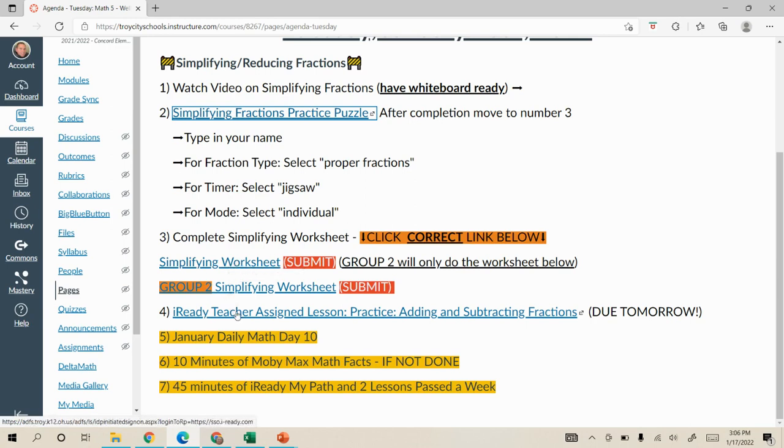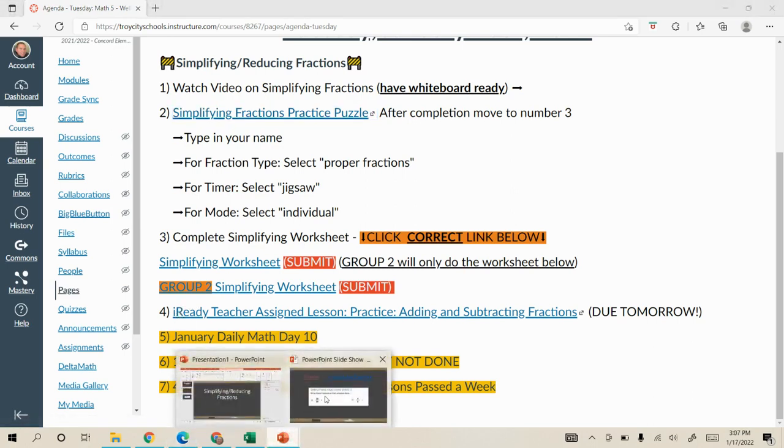I also have an iReady teacher assigned lesson for you. Practice adding and subtracting fractions. That is due tomorrow. You have your daily math, your 10 minutes, and your 45 minutes of iReady My Path, or 2 lessons passed this week. This iReady lesson does count as lesson passed and minutes. So please make sure you are doing that. All right, heading on back.